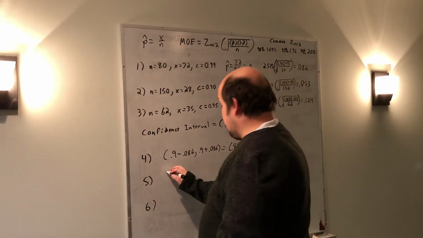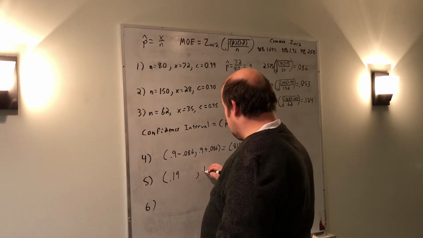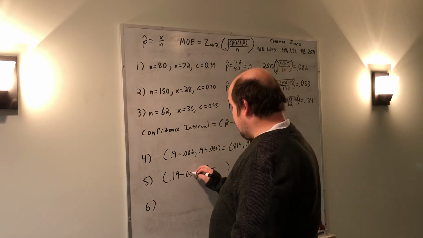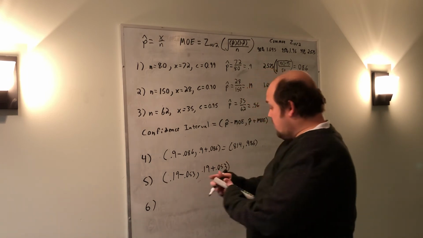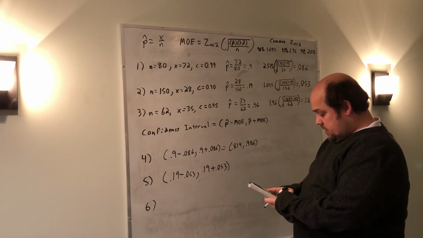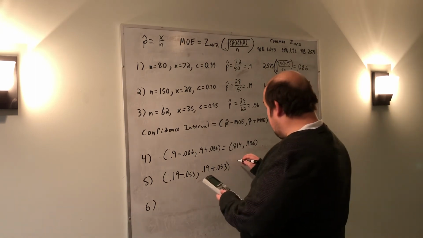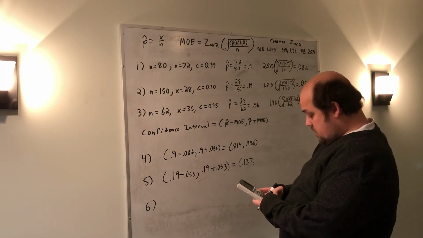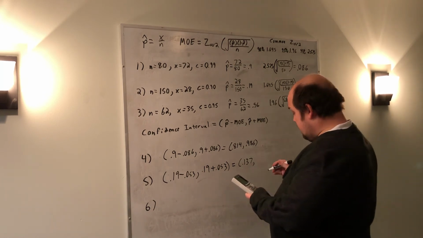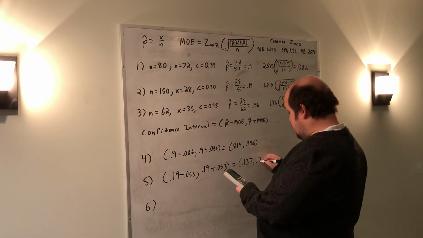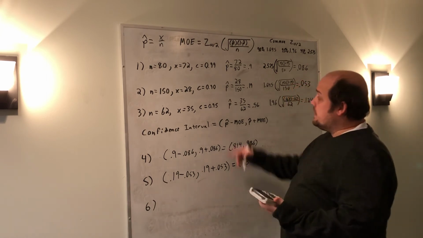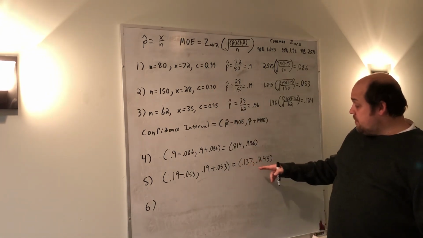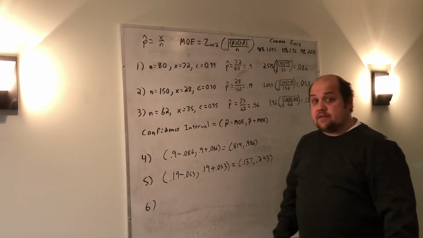For number 5, same idea, start with that 0.19. We're going to subtract, then add the margin of error, in this case 0.053. When I subtract, 0.19 minus 0.053 gives me 0.137. When I add 0.19 plus 0.053, that gives me 0.243. So in this case, we're 90% sure the true population proportion lies between 13.7% and 24.3%.